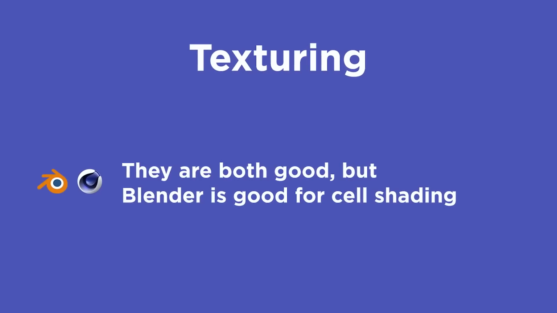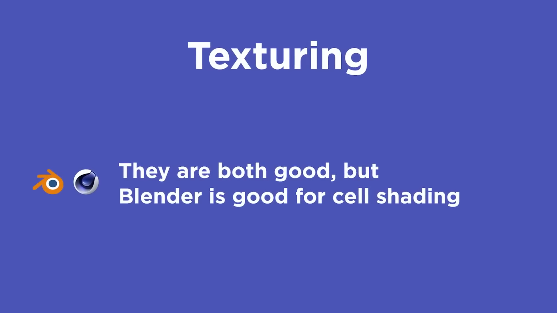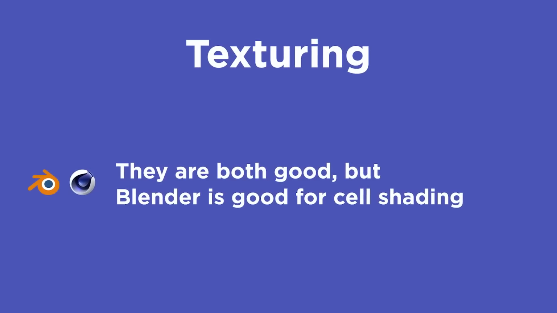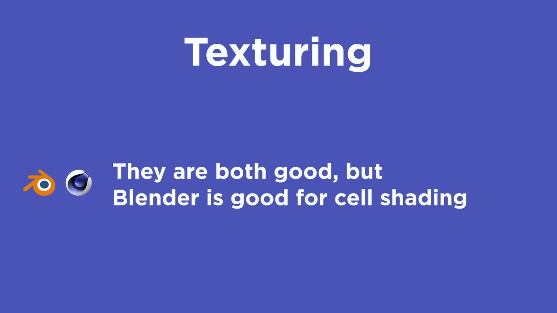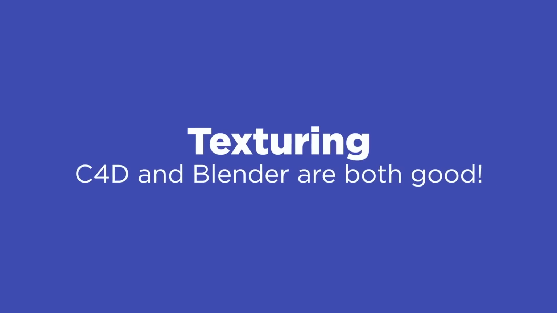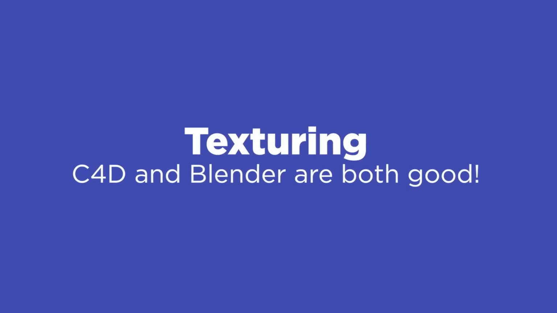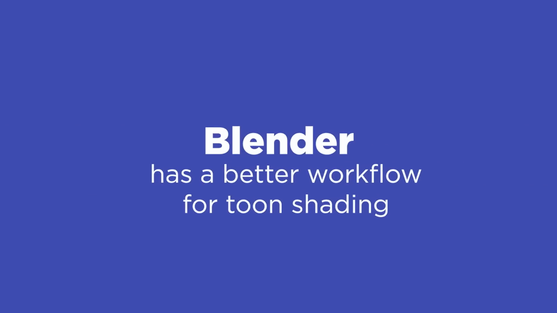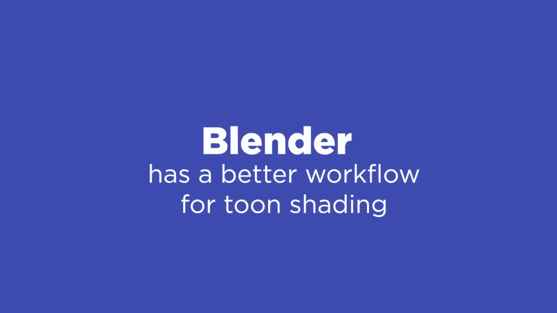In Cinema 4D, Sketch and Toon has been available for a while, but it's still quite limited and slow to render, and it hasn't been updated for years. So I would say both texturing tools are good, but if you want to make a lot of toon shading renders, then I would recommend trying Blender.